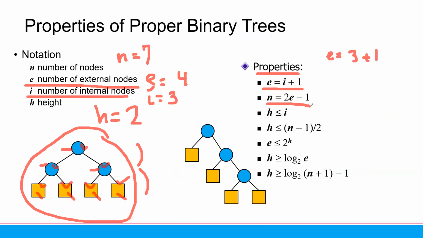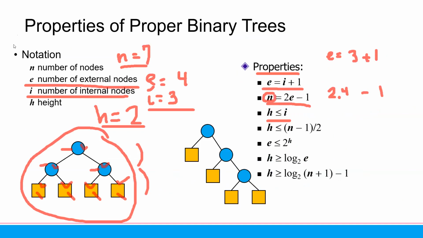N equals 2 multiplied by E minus 1. So we have E. What is E? External node equals 4. So 2 multiplied by 4 minus 1. 8 minus 1, it is 7. Okay. So the N is 7. Then h is less than or equal to I.